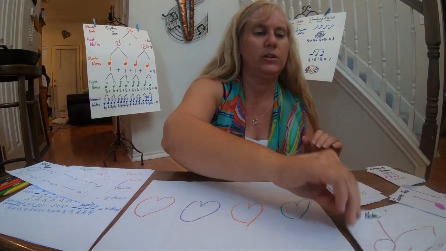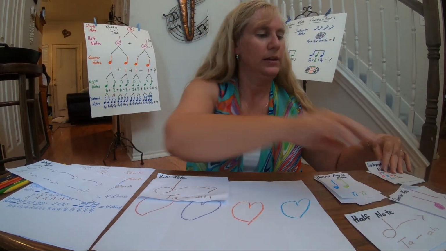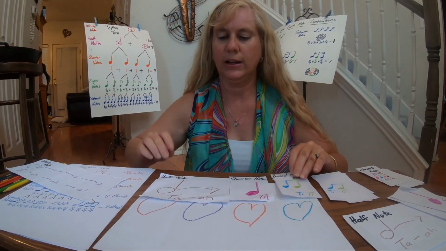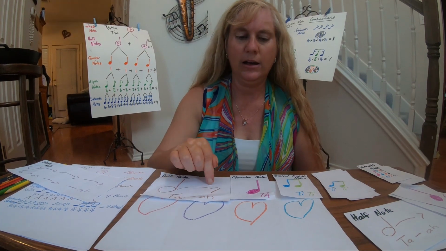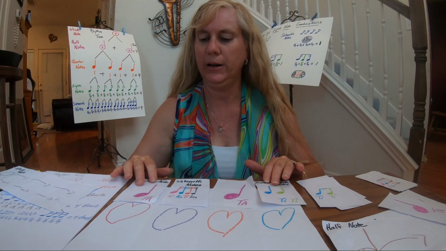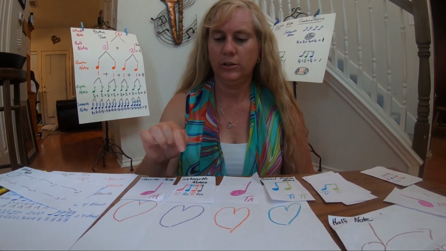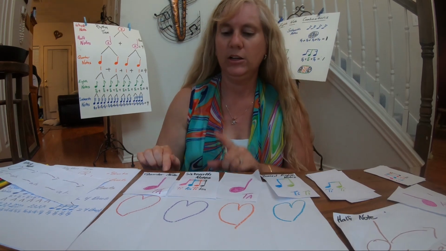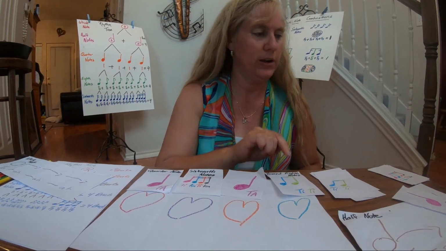Ready? We could do like this, and this, and this. So we would count it like this. Ta, 3, 4, and. Okay, ready? So 1, 2 E and a, 3, 4 and. 1, 2 E and a, 3, 4 and.